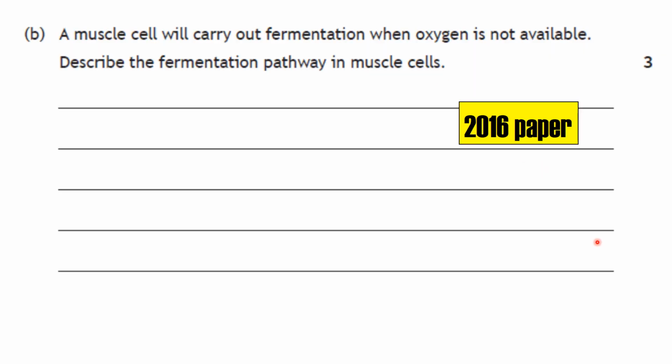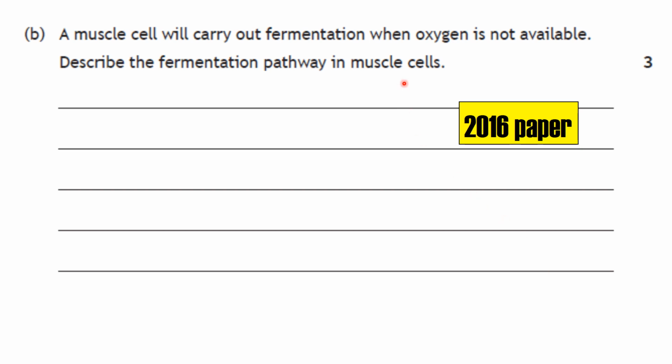This is possibly the final slide. I'm not entirely sure, but let's see. This again, just a wee exam question. This is from 2016. A muscle cell will carry out fermentation when oxygen is not available. Describe the fermentation pathway in muscle cells. Okay, so you could do a drawing for this, the wee flowchart if you like, or a description. Let's see if you can get the 3 marks. So press pause and have a go at that.